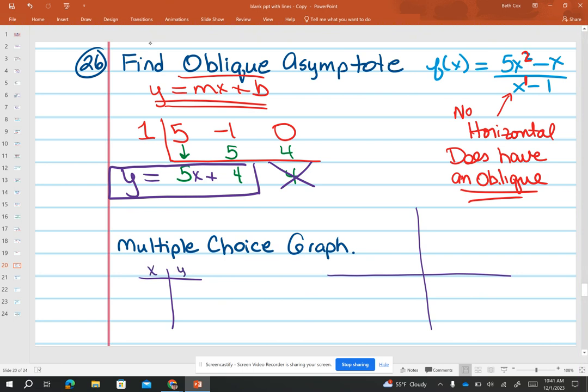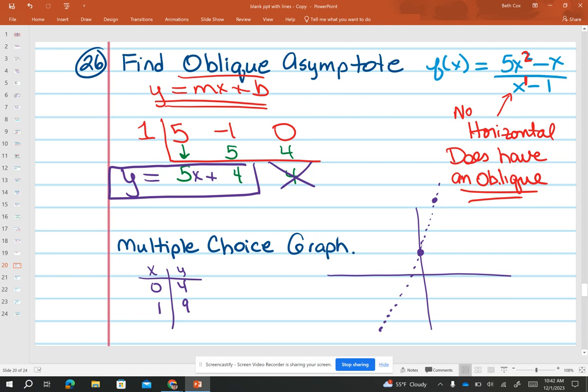So if x is 0, and I plug that in, I get 4. So I'm looking for 0, 4. And this is a slope of 5. If I plug in a 1, I'm going to get 9. So I have a slanted asymptote like this. Okay, and so that's what I'm looking for.